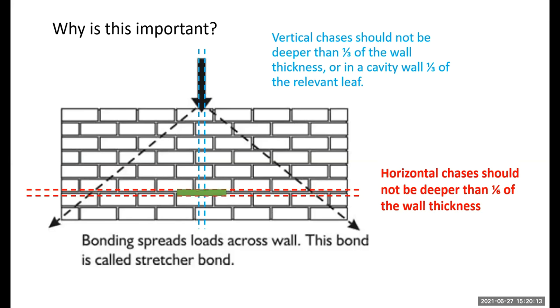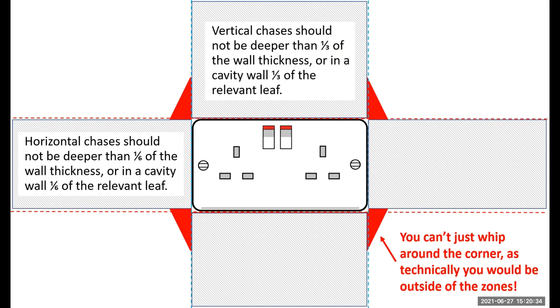Here's a small chase, which, again, you can look at and it's not going to impact on the structural stability too much. But if you were to chase all the way along, it would. You can't just whip around the corner of sockets either. So technically you would be outside of the zones.